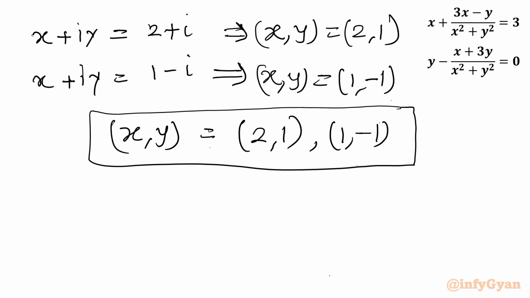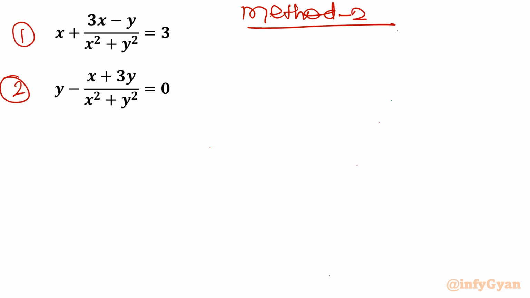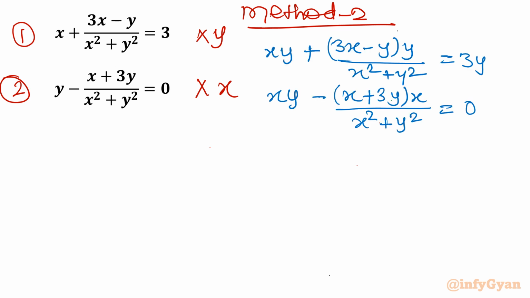Now we will take up method number 2. We will consider equation 1, equation 2. Let me write here method number 2. This is 1, this is 2. What I will do? The first equation I will multiply with y, the second equation I will multiply with x. This is our equation 1 after multiplication, and after doing this operation we will get this. Now add both the equations.